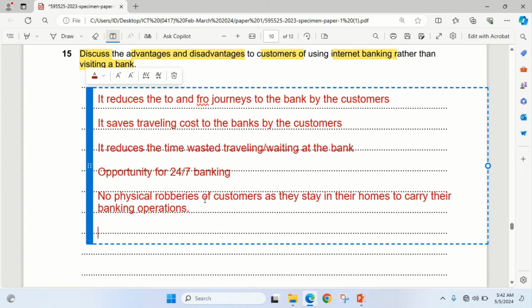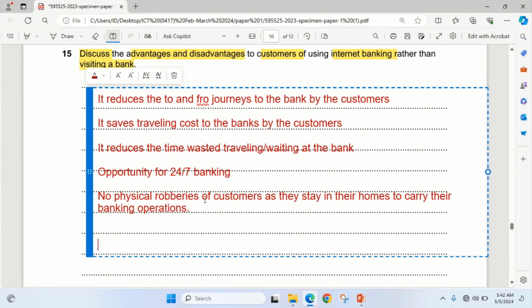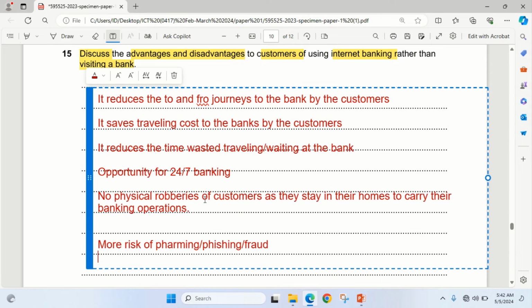physical robbery. So for disadvantages, you can write that there's more risk of pharming or phishing or fraud. That's disadvantages.